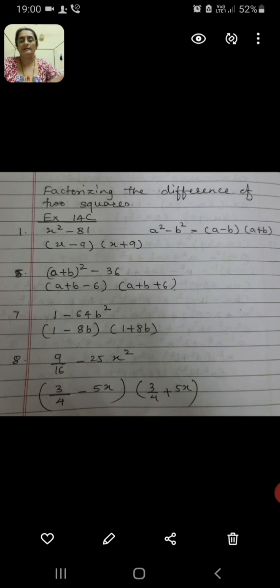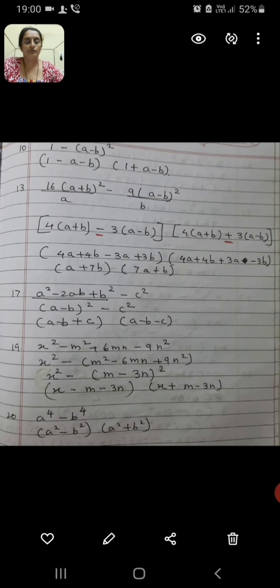Next is the 10th sum, that is 1 minus (a minus b) the whole bracket square. So 1 is A here, (a minus b) is B here. So root of 1 is 1 and (a minus b)'s root is a minus b. So once it is positive, once it is negative. So 1 minus (a minus b) and 1 plus (a minus b).